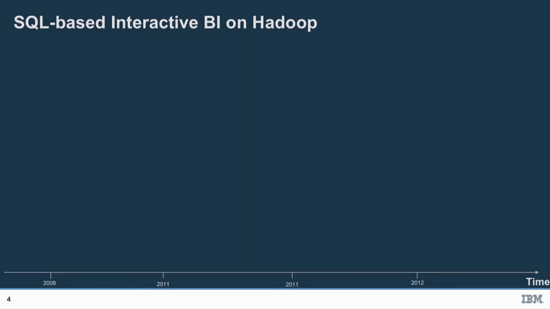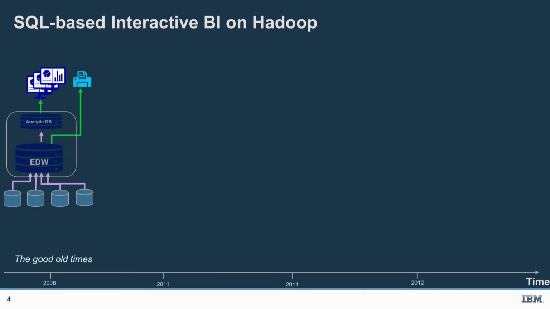So we can take a look at the timeline at the bottom, and we can see how the idea of interactive BI on Hadoop evolved over the years. We start with a simplified version of the most common data architecture in many enterprises that starts at the bottom with the operational systems feeding data into the warehouse. The warehouse contains the consistent, normalized, single version of the truth. And from that, you can run reporting workloads represented by the little blue printer at the top.